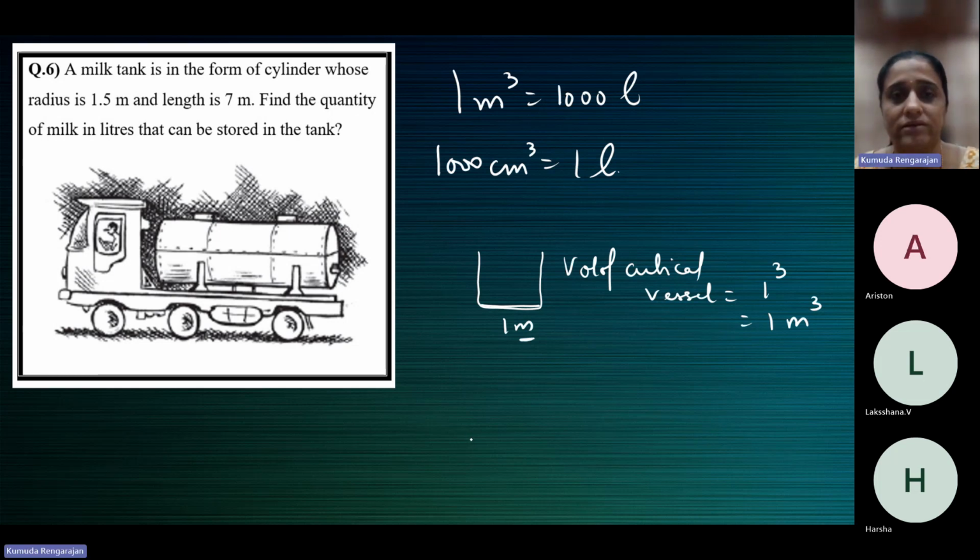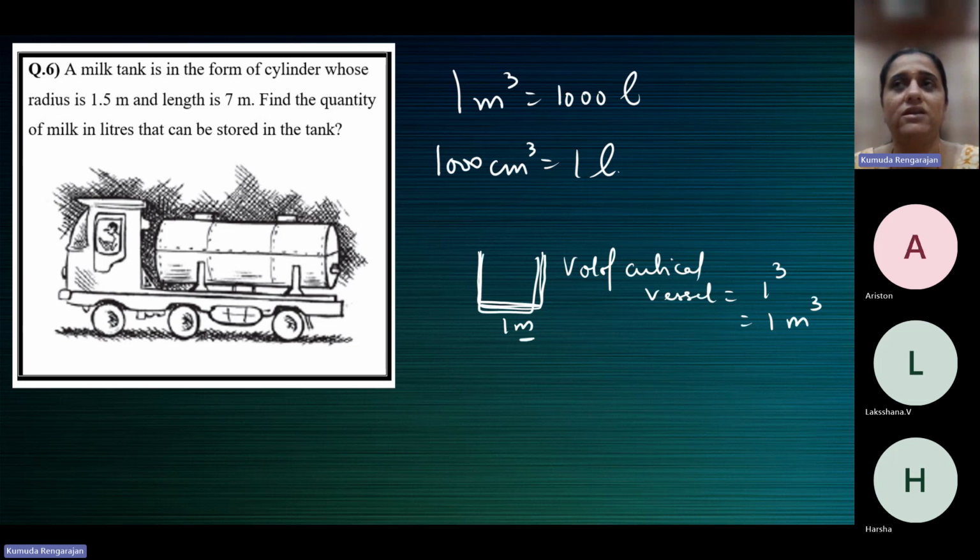So this is 1. The edge of the cubical vessel is 1 meter. So its volume is 1 into 1 into 1, 1 meter cubed. Now the capacity of this vessel, whose volume is 1 meter cubed, is 1000 liters, is the meaning. That is, this cubical vessel can hold 1000 liters of liquid.